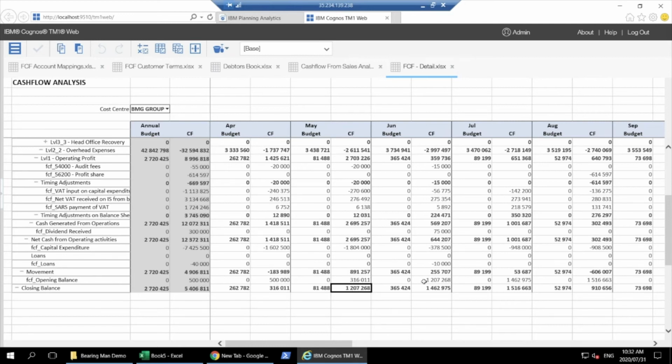And then obviously this flows all the way through for the rest of the year, and you can then model your cash flow movements month by month. At an annual level, we can have a look and see the total movements that we have, then we have our opening balance, and then we have our closing balance as well.